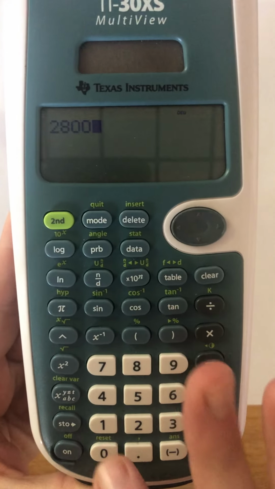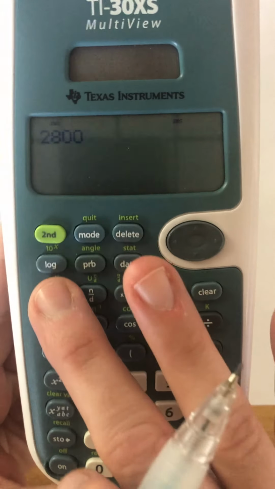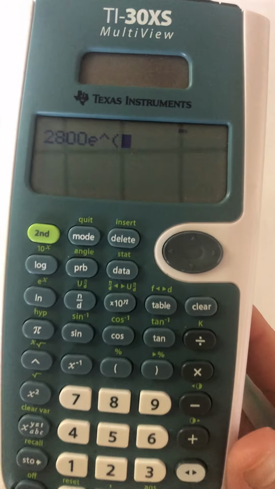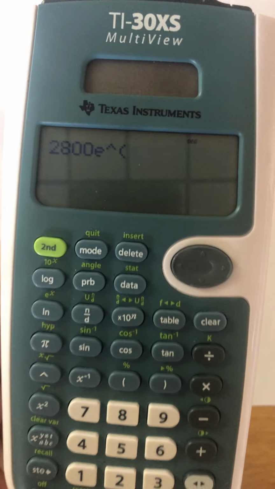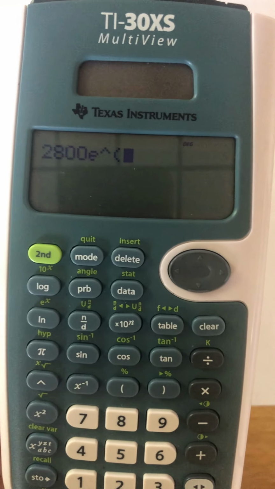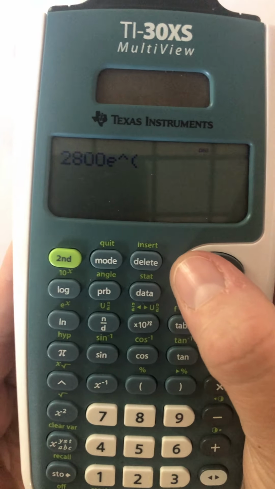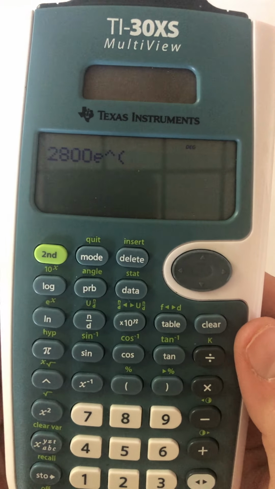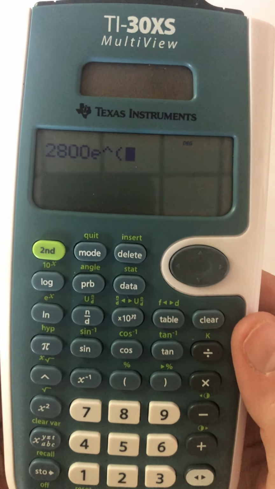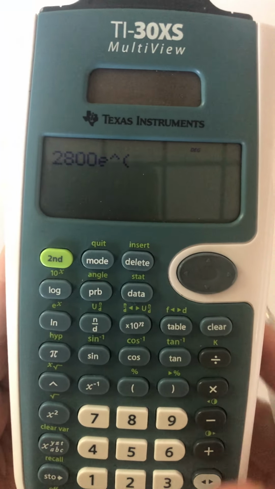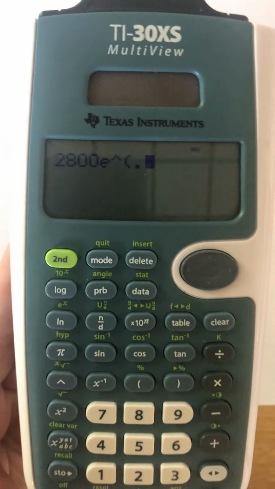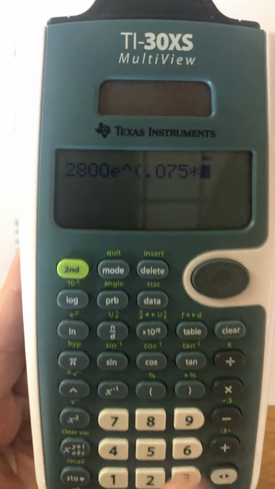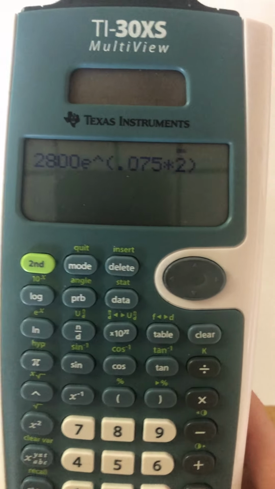So 2800 times e. Now notice that this particular calculator, when it raises it, automatically puts in a parentheses. But not all calculators do that. So if your calculator does not put a parentheses, you need to open up a parentheses and then 0.075 times 2 and close your parentheses.